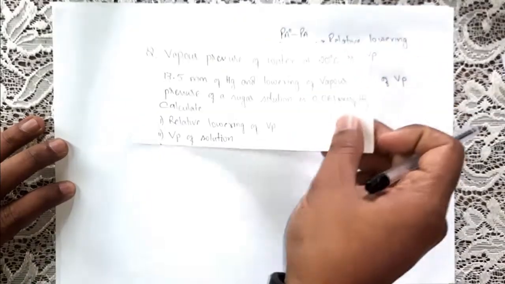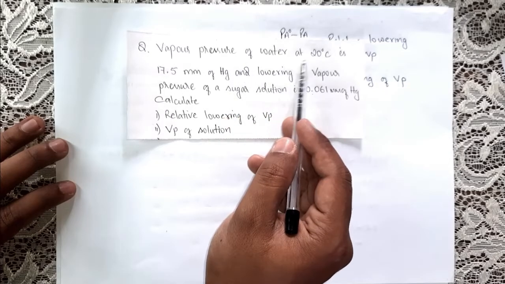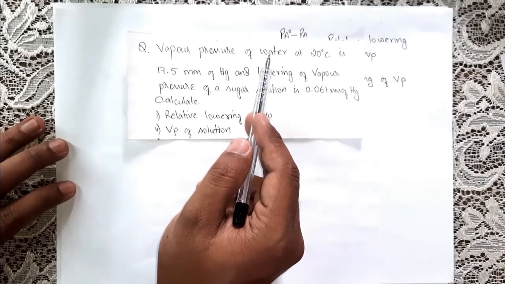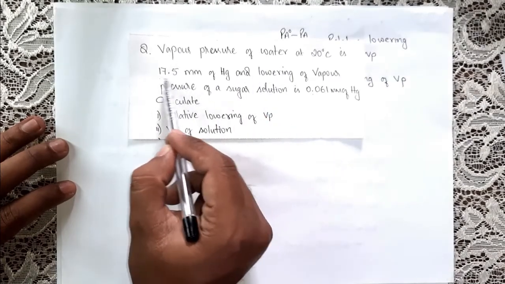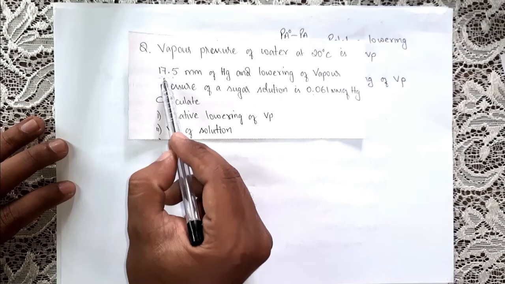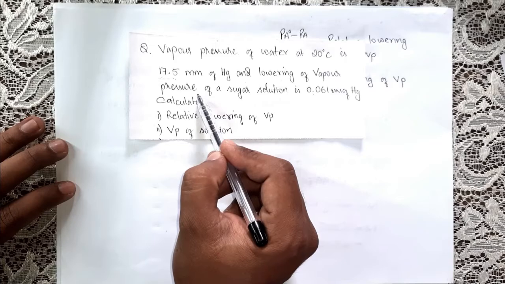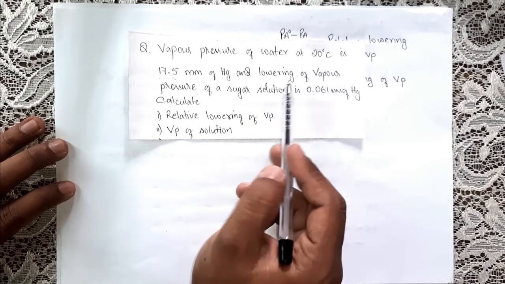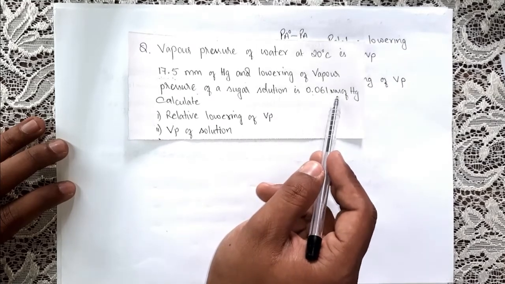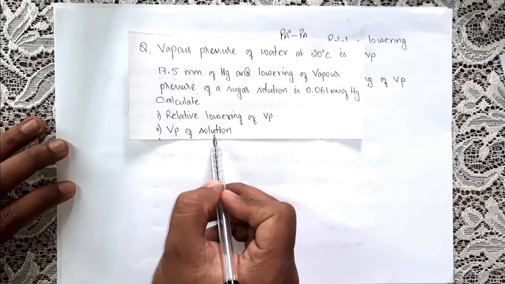Now we will solve the next question. The vapor pressure of water at 20 degrees Celsius is 17.5 millimeter of mercury. Water is a solvent, so this becomes PA naught. And lowering of vapor pressure, which is PA naught minus PA, of the sugar solution is 0.061. Calculate the relative lowering of vapor pressure and the vapor pressure of solution.